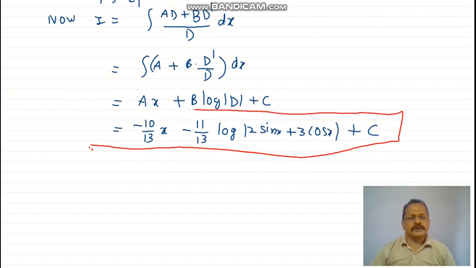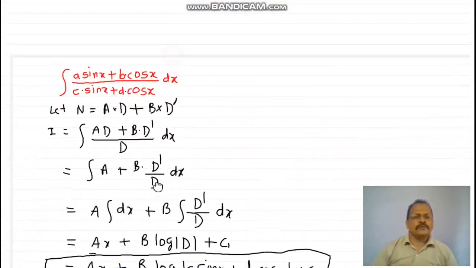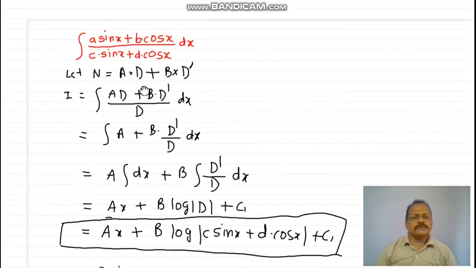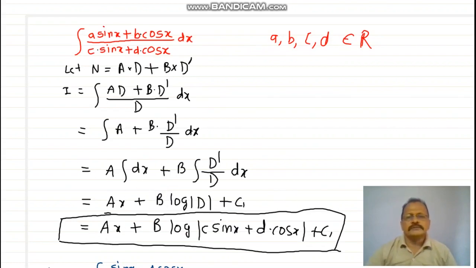The same method can be applied for any type of problem which is of the form (a sin x plus b cos x) upon (c sin x plus d cos x), where a, b, c and d are any real numbers. For these real numbers you can use this method and get the answer like this.